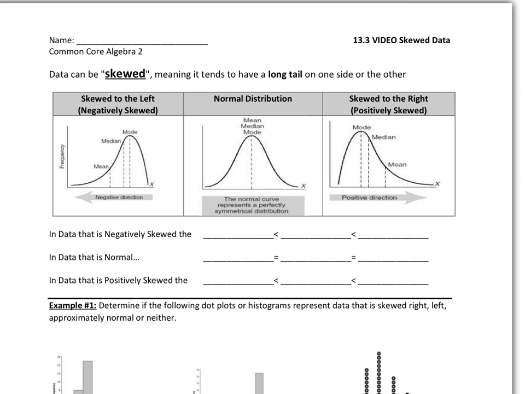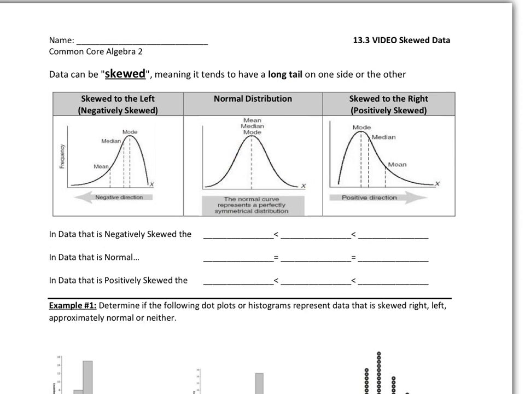Hi everyone, in today's lesson we're going to talk about data that is skewed. Data that is skewed means it just has a long tail on one side. So if you look at this picture here, here's the tail on this side, here's the tail on this side. This middle one is a normal distribution where there is no tail. In a normal distribution, the normal curve represents a perfectly symmetrical distribution. It's centered, it's perfectly symmetrical around the mean, median, and the mode.